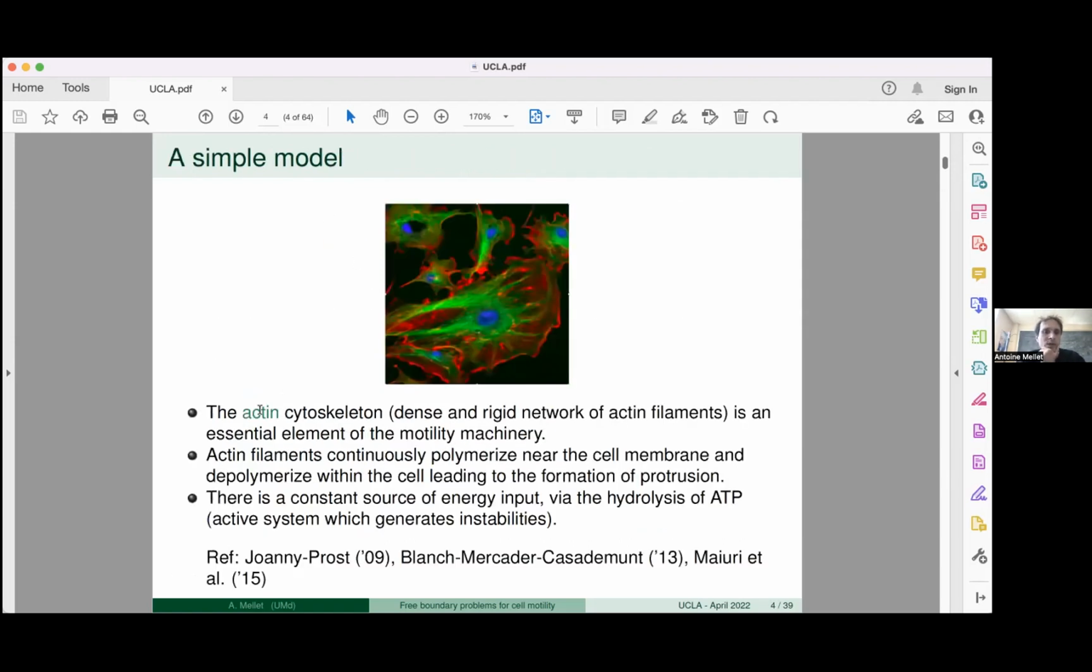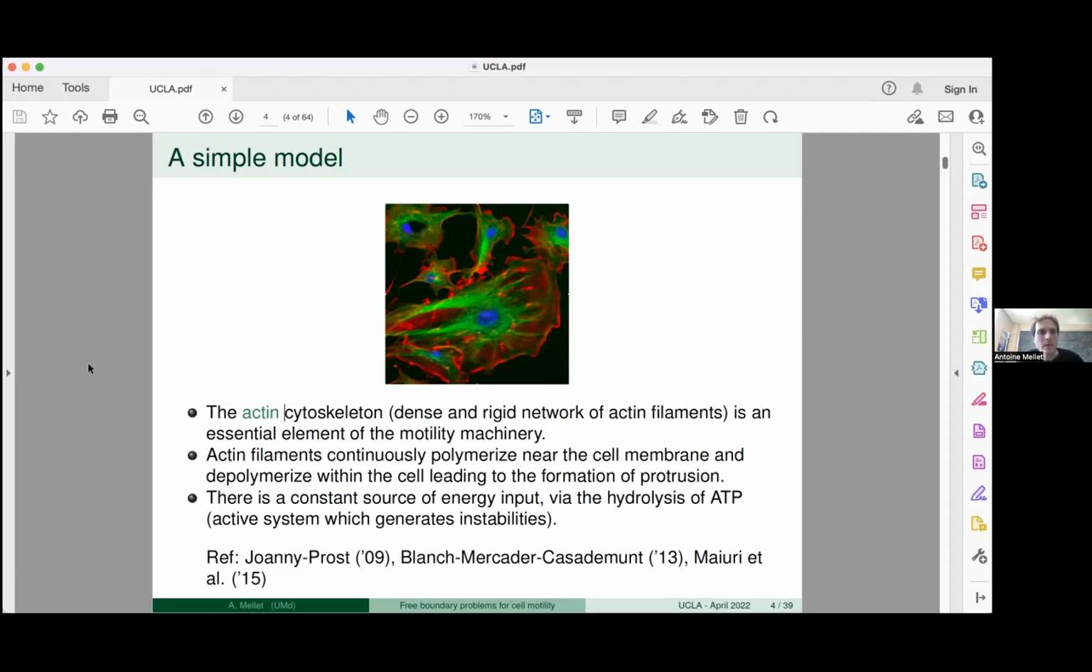The magic word that you'll see a lot in papers that have to do with this problem is actin cytoskeleton. So actin is a kind of polymer that forms a rigid network inside the cell, and it's a polymerization. So this thing is constantly polymerizing, and that's what is creating those protrusions. That's when you see the membrane of the cell shooting out. That's what's causing it. And at the same time, it's depolymerizing inside the cell, and there's a constant source of energy, right? This polymerization requires energy, so it's an active system, and those protrusions are responsible for those instabilities that make the motion of the cell interesting.